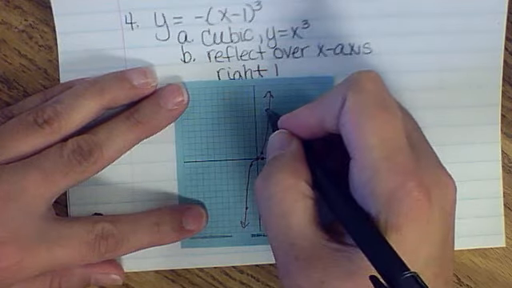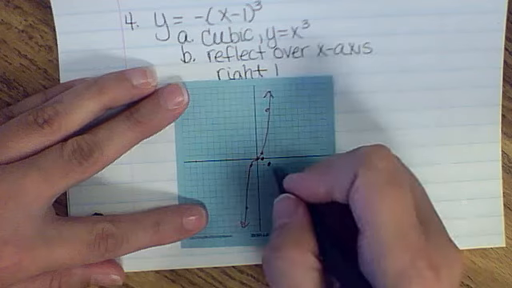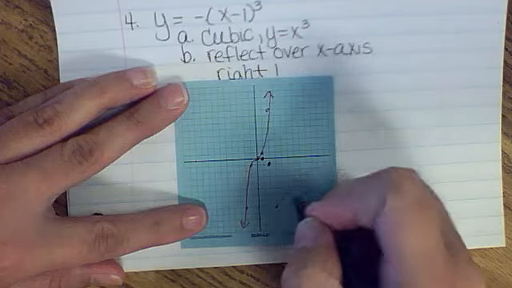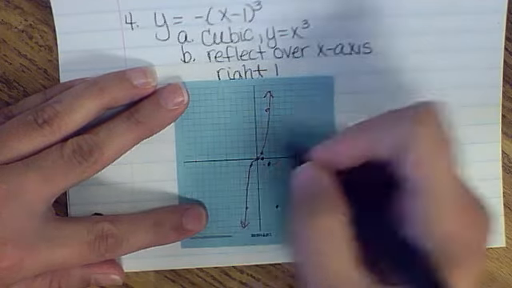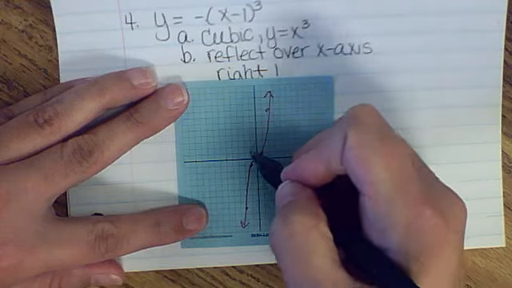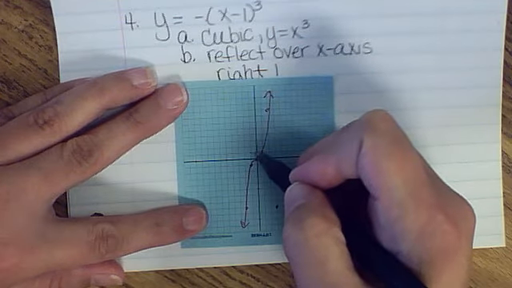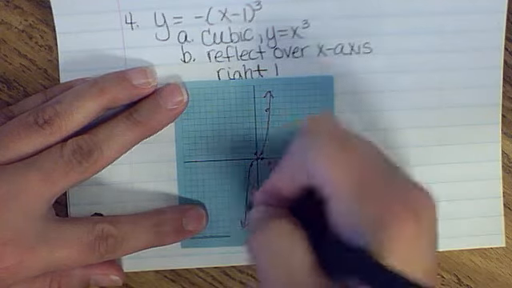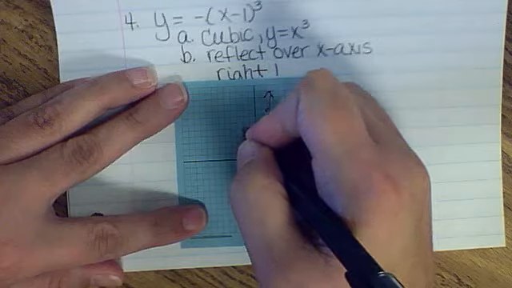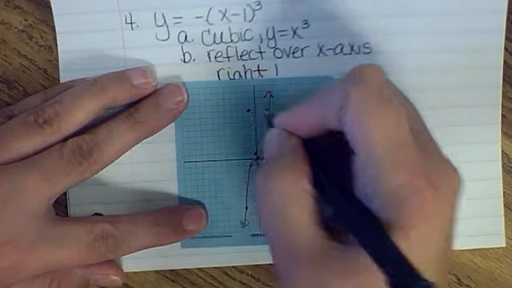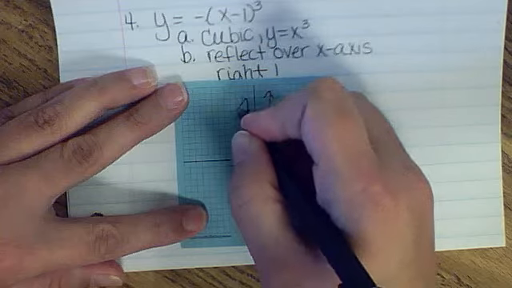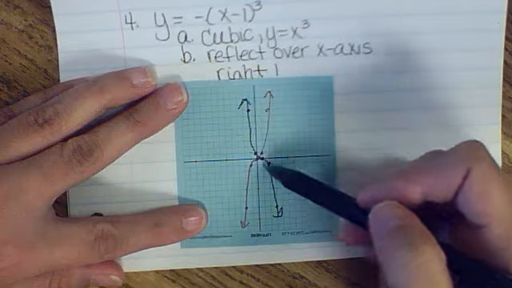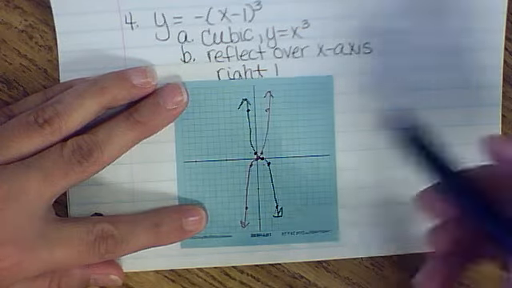This point up here at 2, 8 reflects over the x-axis and then goes to the right 1. This point on the left that's underneath the x-axis, it flips above the x-axis, and then goes to the right 1. The point at -2, -8 flips up, and then goes to the right 1. And then I just sketch in my graph. So my cubic parent function was reflected over the x-axis and then shifted to the right 1.